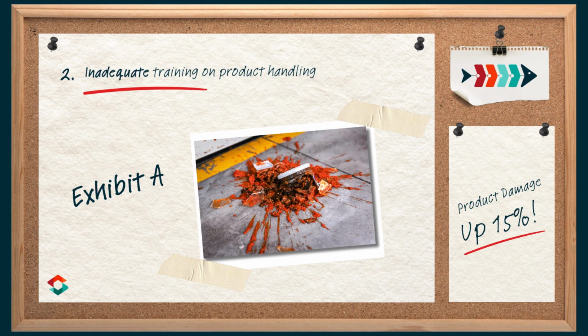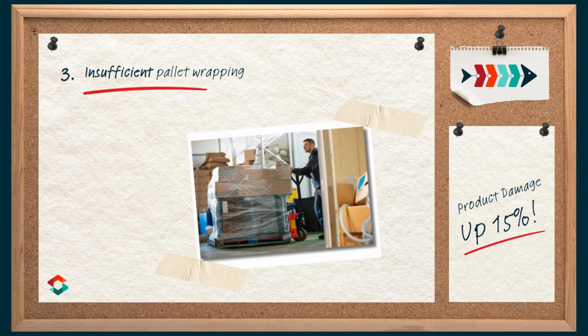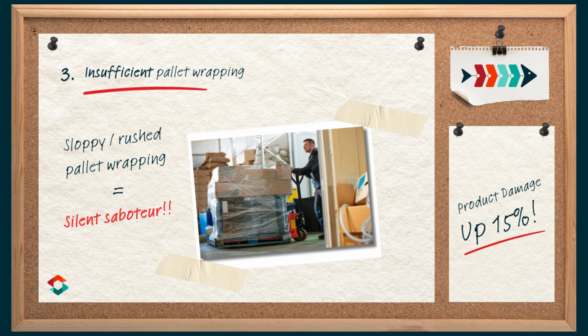All right, time to talk about one of the most overlooked but wildly impactful causes of product damage. This is our third one, and that's insufficient pallet wrapping. Sounds simple, right? Wrap the load, send it on its way. But here's the thing. Sloppy, inconsistent, or rushed pallet wrapping is the silent saboteur. It looks fine when it leaves the dock, until it hits a sharp corner, takes a hard stop, or gets stacked in transit, and then damage shows up.